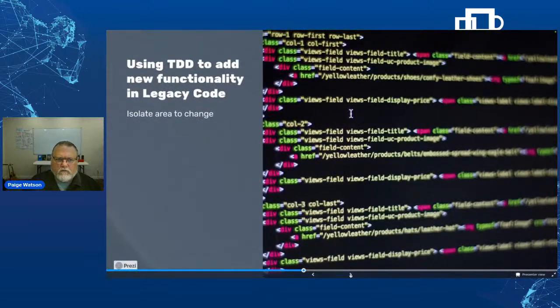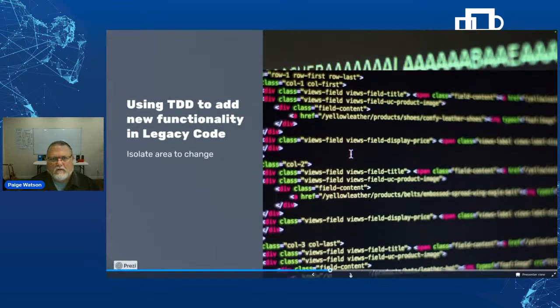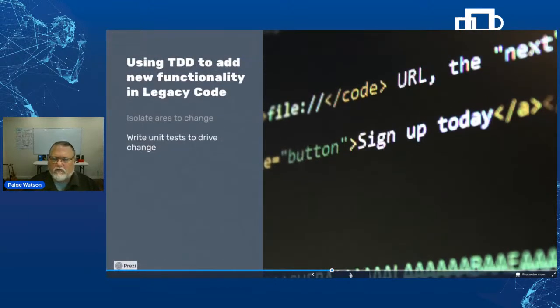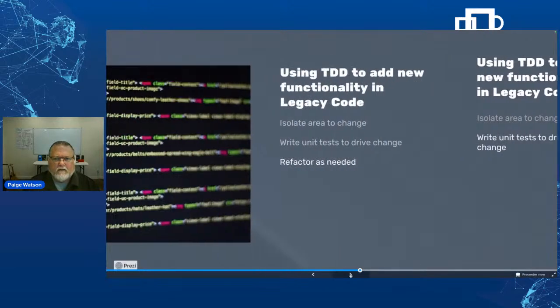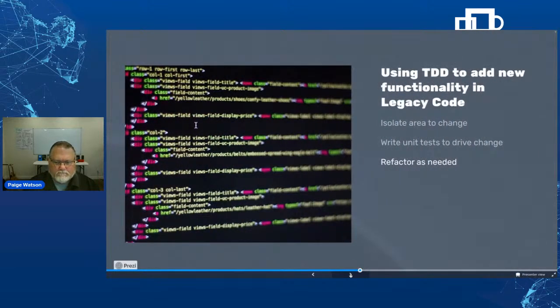So when we use TDD to add functionality to legacy code, it's very much like the Strangler pattern. Again, I'm going to isolate the change. I'm going to write unit tests to drive that change. And then I'm going to refactor as needed.